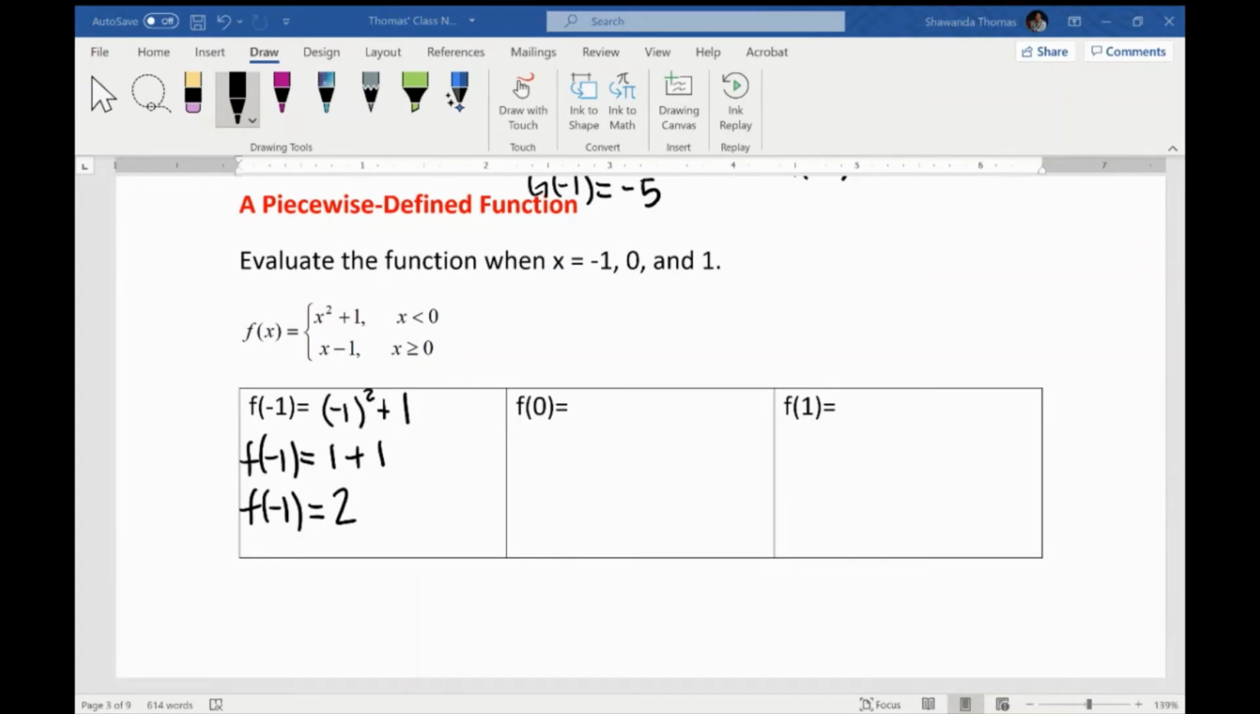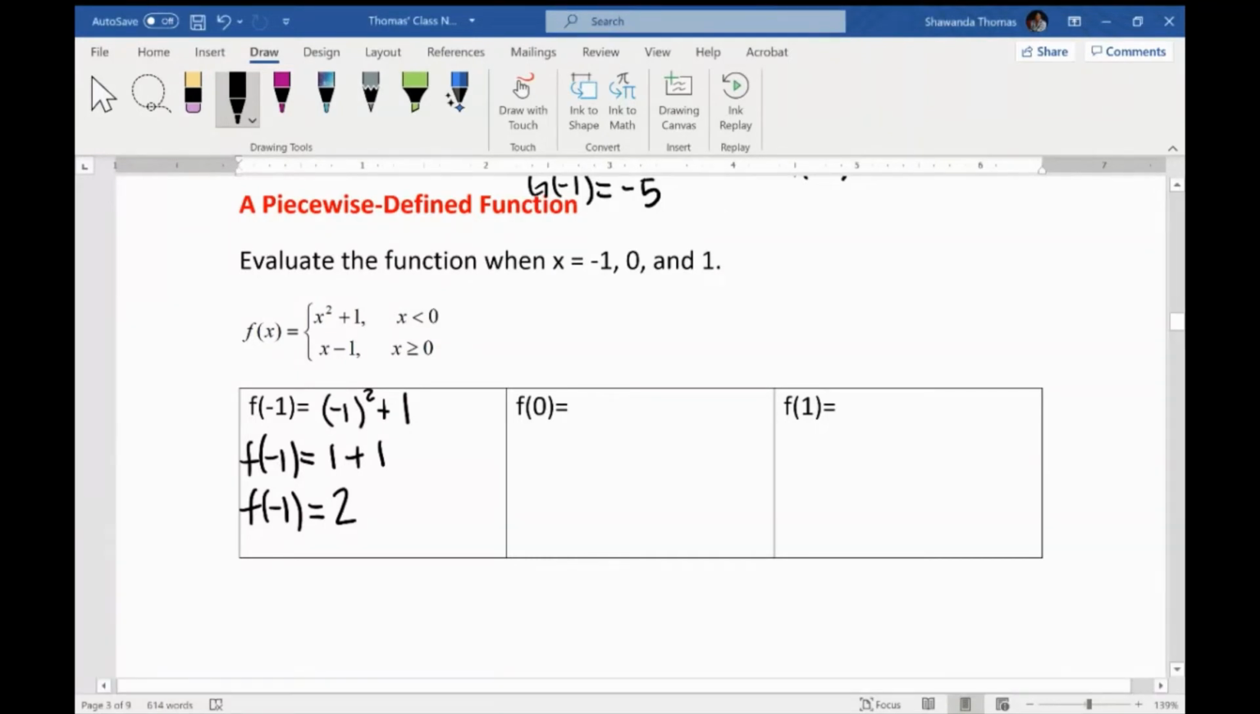All right, Zoe, what's your question? Okay, so I do have a question. I'm not understanding how we were supposed to plug it into the first problem.